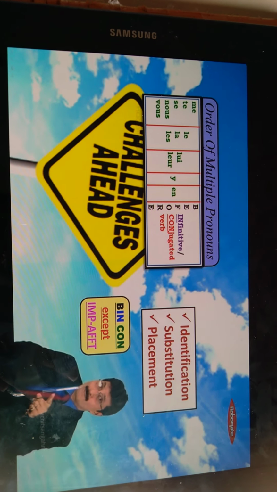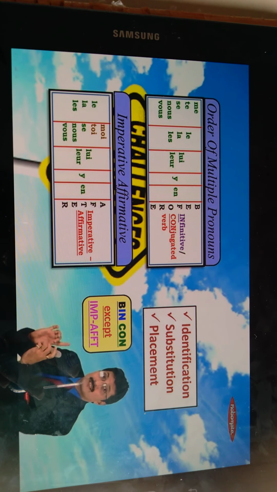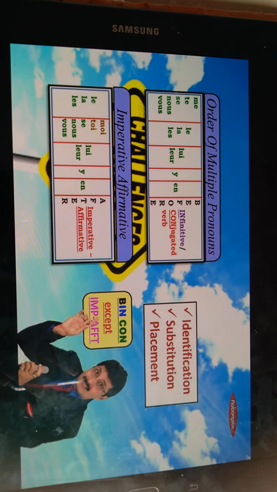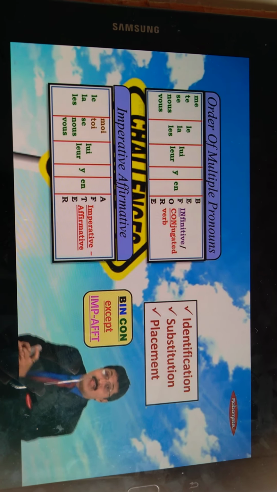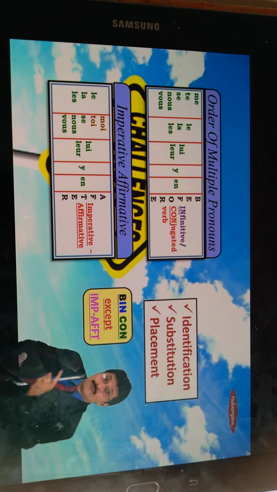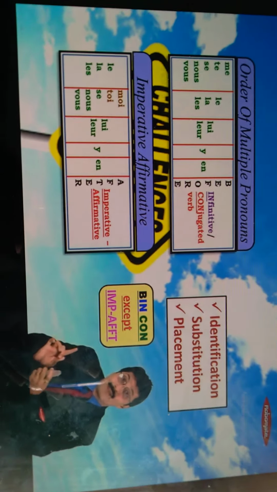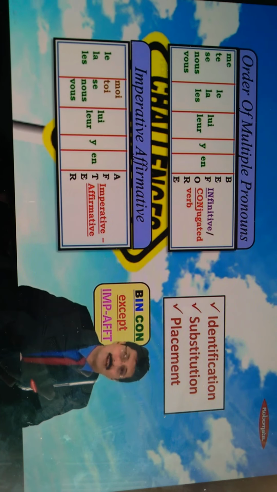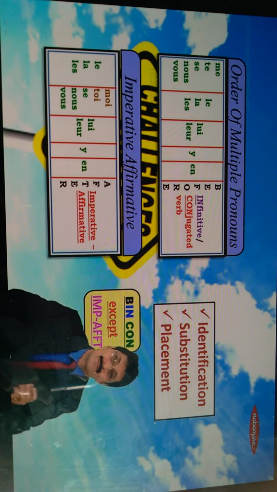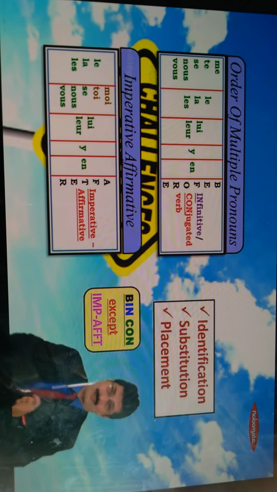But in the imperative affirmative, can you see the first two columns have swapped? So instead of me, te, se, nous, vous before le, la, les, you have le, la, les before moi, toi, se, nous, vous, because me becomes moi and te becomes toi after the imperative affirmative. Then you have lui, leur, then you have y, then you have en, and finally it is all going to be after the hyphenated imperative affirmative.